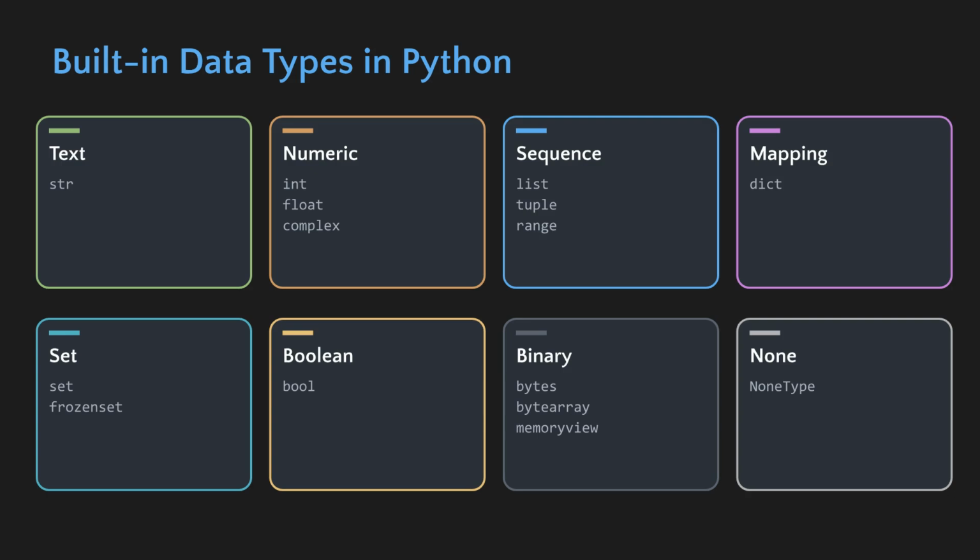Python includes several core data type categories. These include text with the str type, numeric types like int and float, sequence types such as list and tuple, the dict mapping type, and set and bool types, among others.